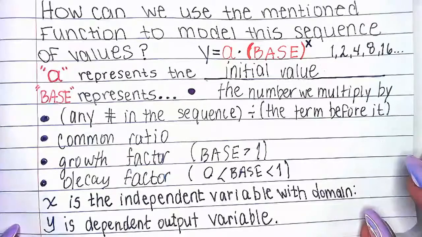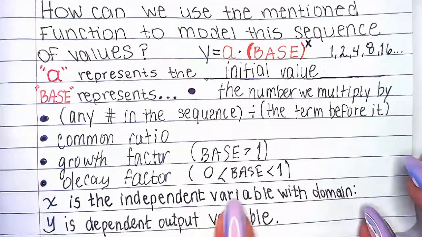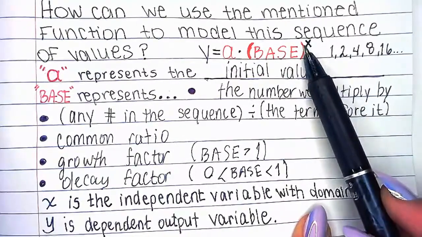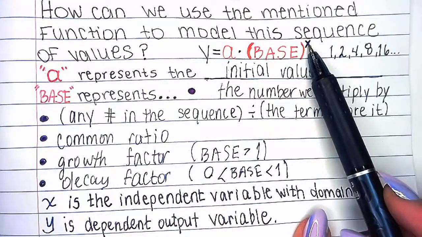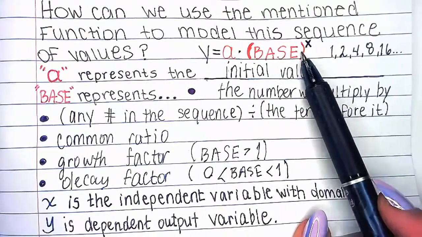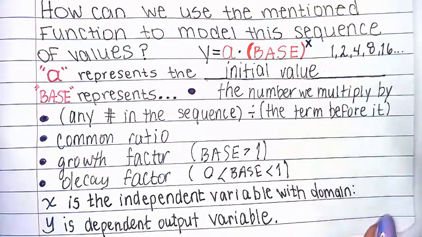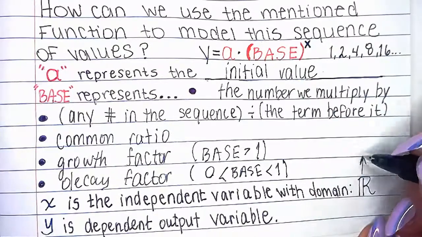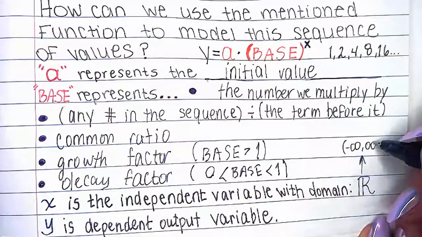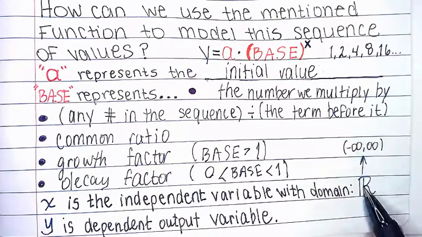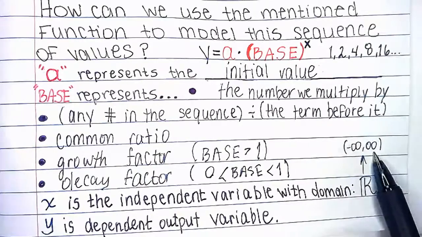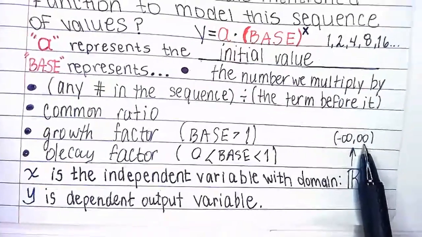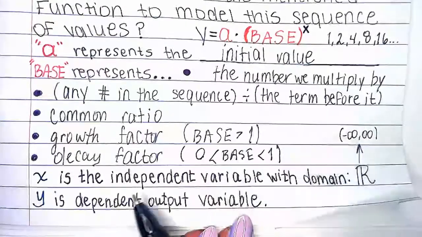Other things you might want to write down. X is the independent variable with domain. Now, is there anything we can't put in an exponent? We could put negative numbers in an exponent. We could put 0 in an exponent. We could put positives. We could put fractions. The domain for X is all real numbers, or negative infinity until infinity. Set notation, interval notation. Y is the dependent output variable. The value of y depends on the value of x that we put in.